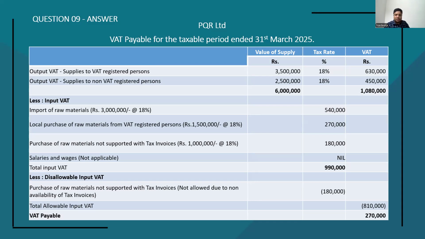Salaries and wages. You don't pay VAT on salaries and wages because employment has been excluded from taxable activity, so VAT is not applicable on salaries and wages. So the total input that you have paid during this quarter is 990,000. But we had a purchase of raw materials where tax invoices are not there. So if you don't have this document, you can't claim input tax. So I have deducted 180,000 from the total input VAT... 108,000, because not allowed due to non-availability of tax invoices. So the claimable or allowable input tax is 810,000. You deduct that from your output VAT, which is 1,080,000, and you arrive at the VAT payable amount of 270,000.